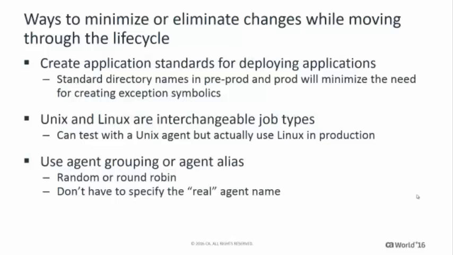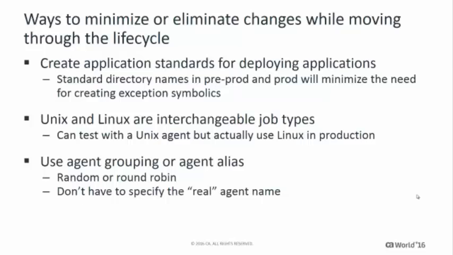You could also consider creating application standards for deploying applications. So you might want to consider doing standard directory names in pre-prod and prod, which will help to minimize the need for creating exception symbolics. So if the only thing that changes is the home directory, or if the directory is the same and the directory structure is the same through the life cycle, then you have less exceptions and less changes that you need to make through the whole life cycle.